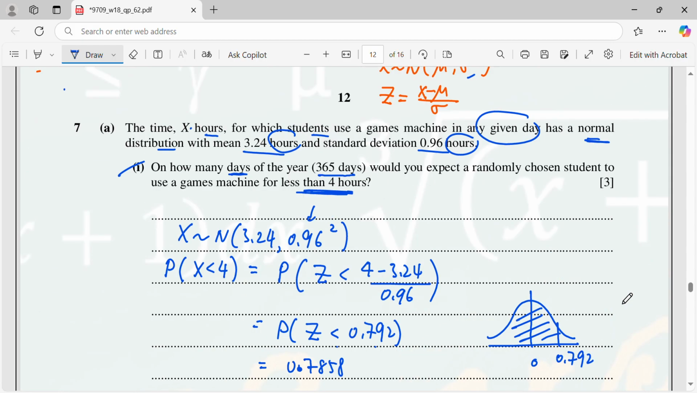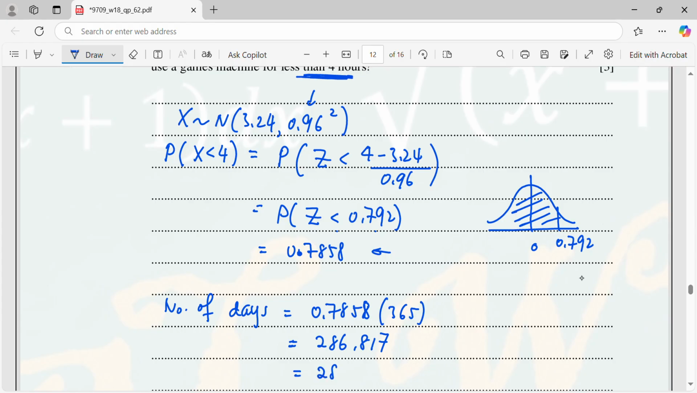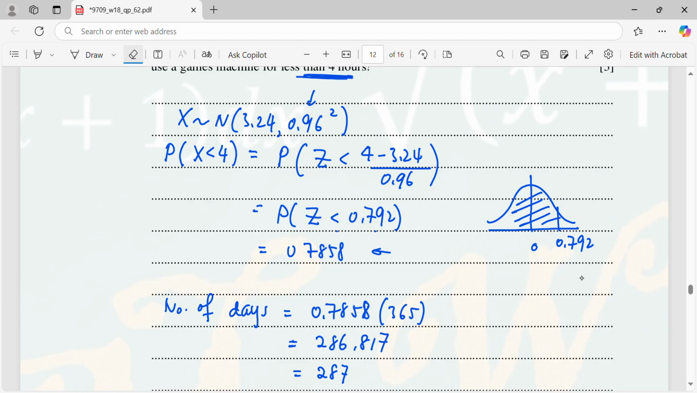And now the question is asking, out of 365 days, how many days would you expect? So that means now remember this probability is only for 1 day. So the number of days will be 0.7858 times 365. Right? So this is going to be 286.817. So if I round up to 3 significant figures, that is going to be 287 days. So this is the solution for this part.